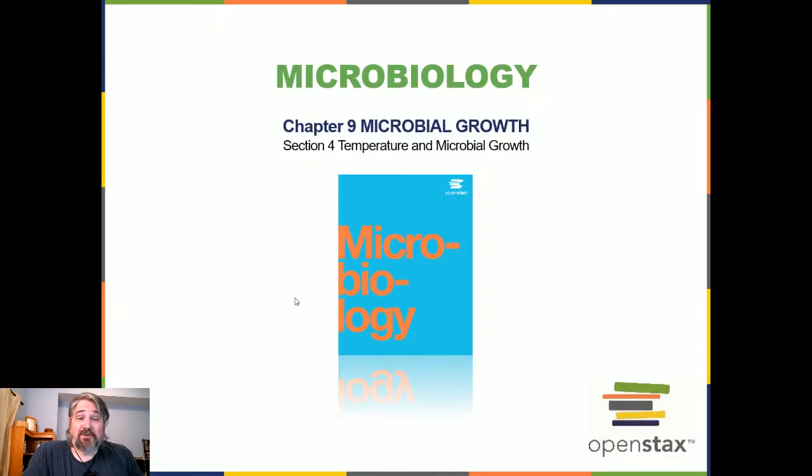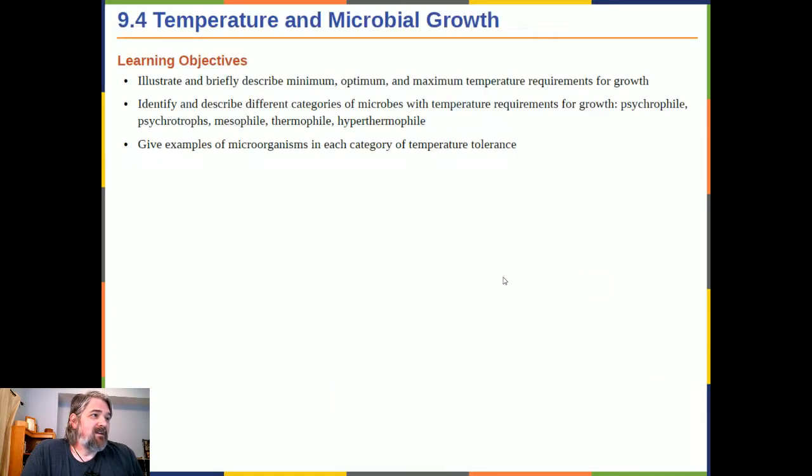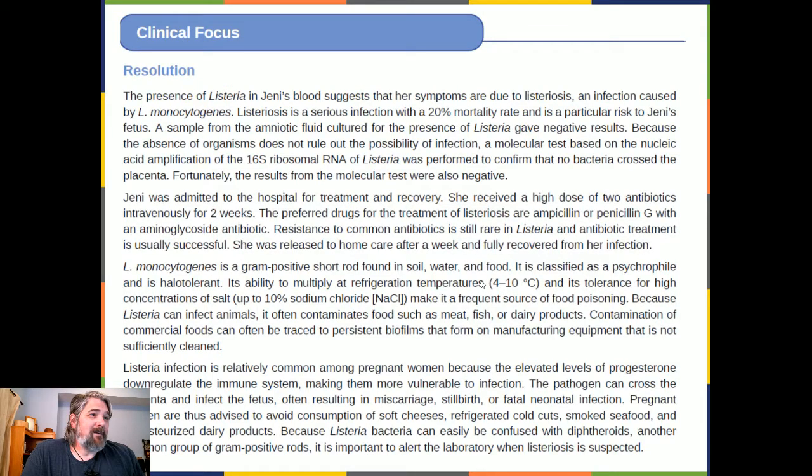All right, temperature and microbial growth. Back to Jenny with the presence of listeria. Listeriosis has a 20% mortality rate and is a risk to Jenny's fetus. Negative results on the culture from the amniotic fluid.